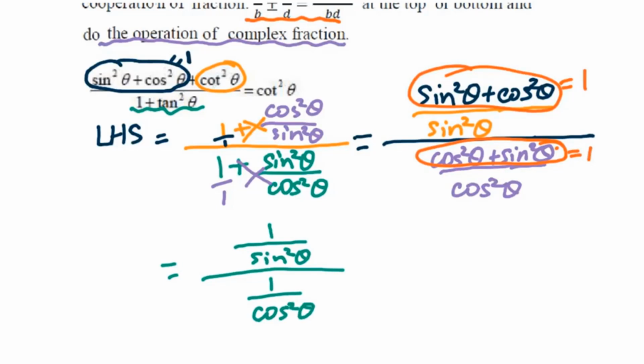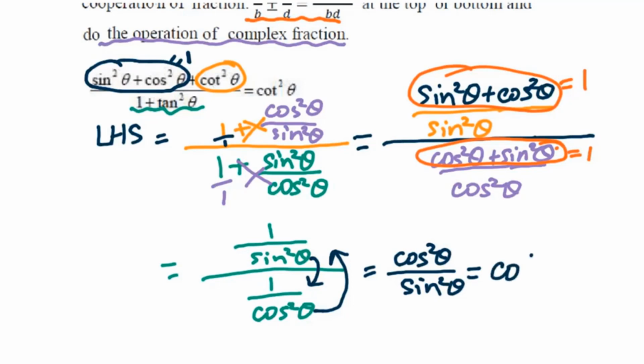Then we do operation of complex fraction. Your denominator drops down. You will get cosine square theta over sine square theta. That equals cotangent square theta. That's the right hand side. Therefore, we finish this proof.